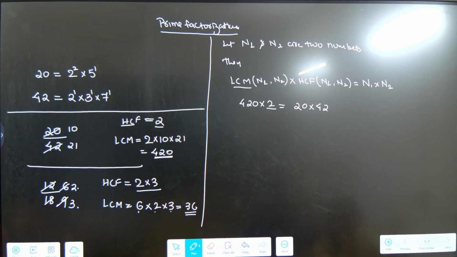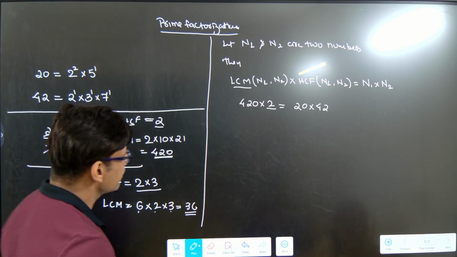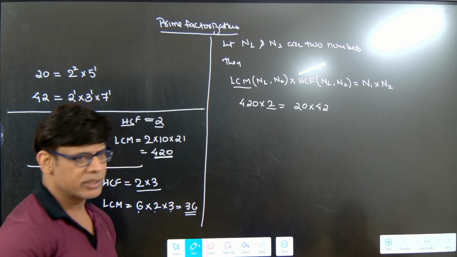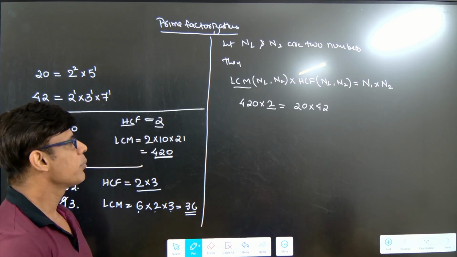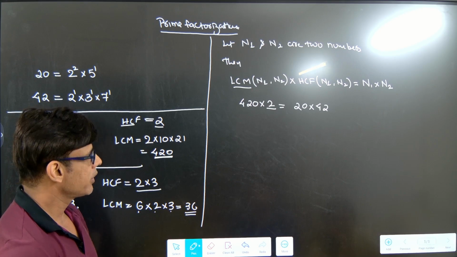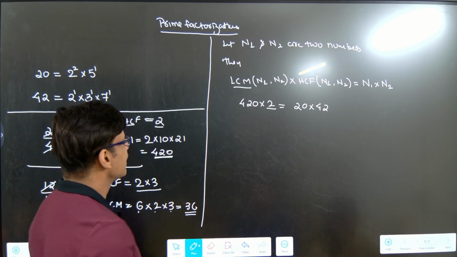So let's start. Fine, if we found the LCM and HCF properly, yeah, they can be used in problems in different ways. You can have any problem where you have to use the application of this. So first is this formula.